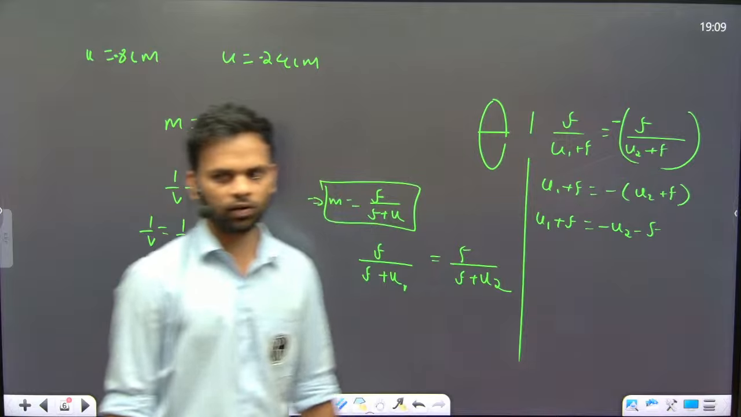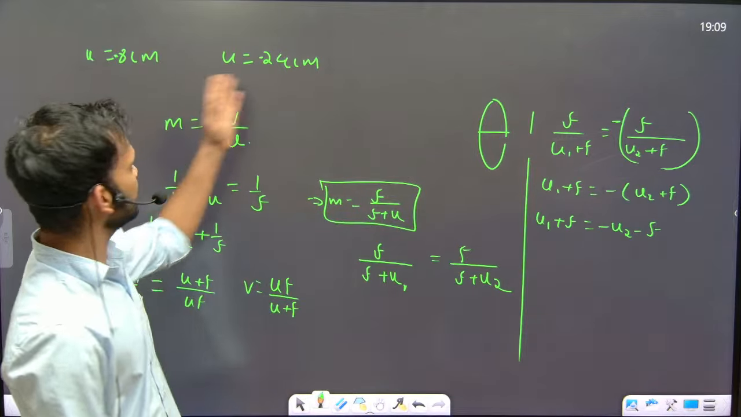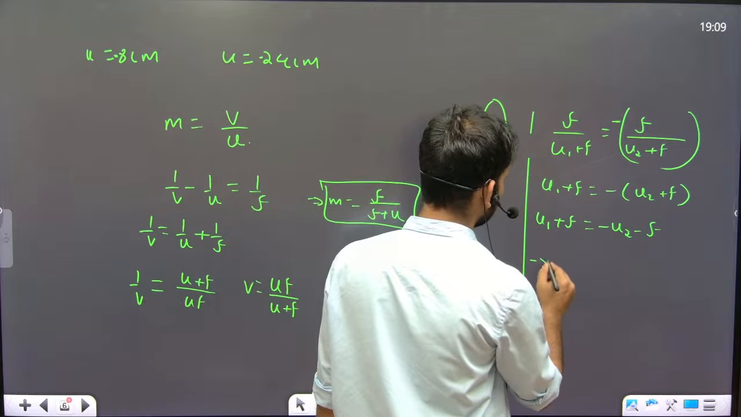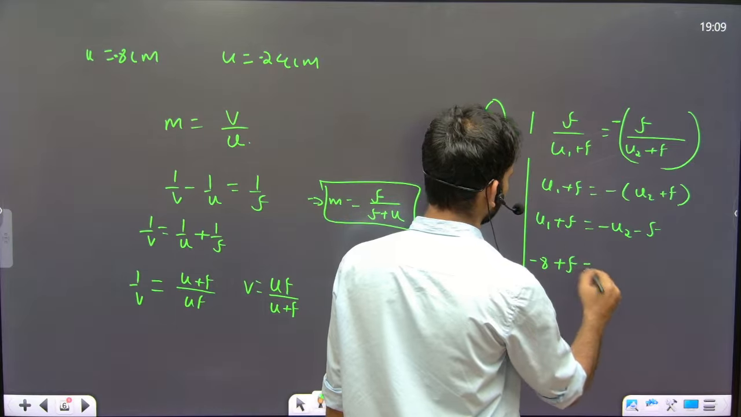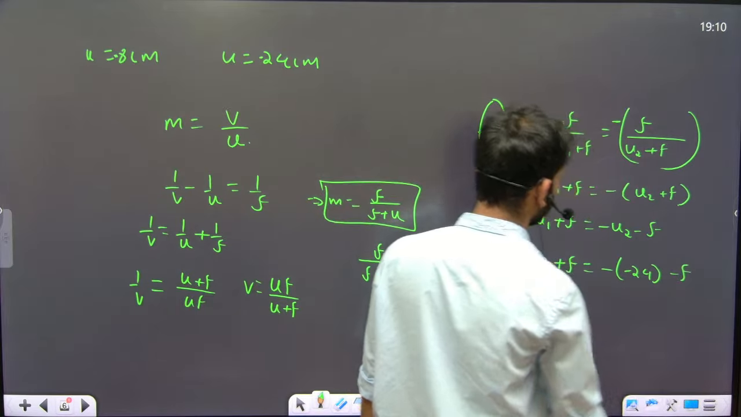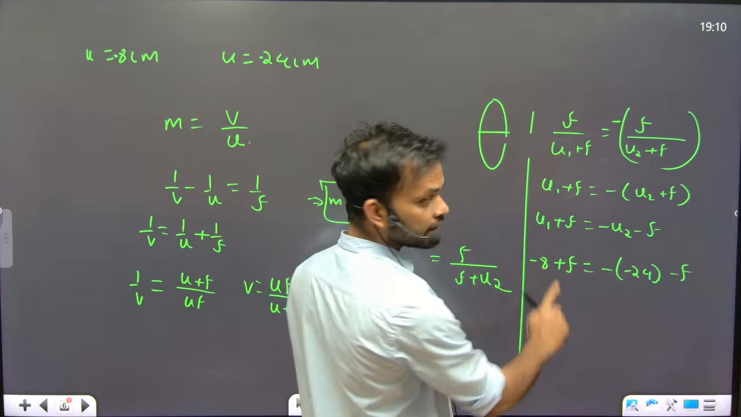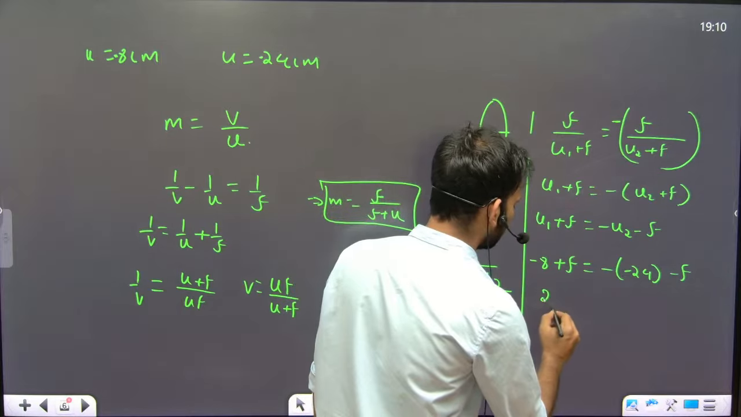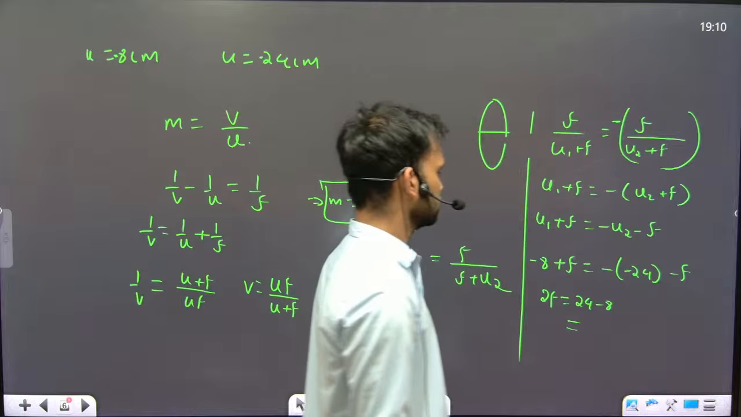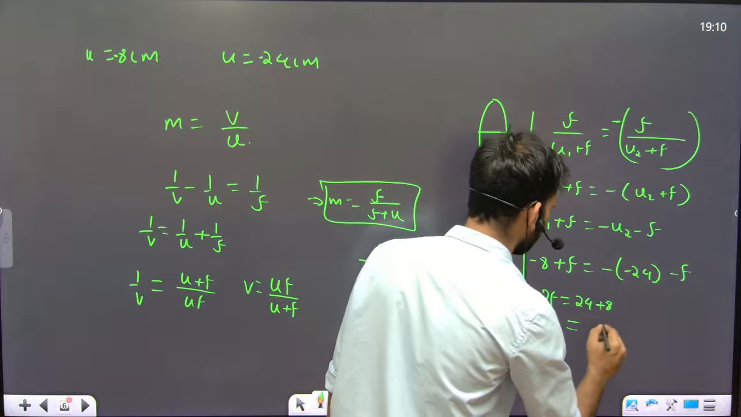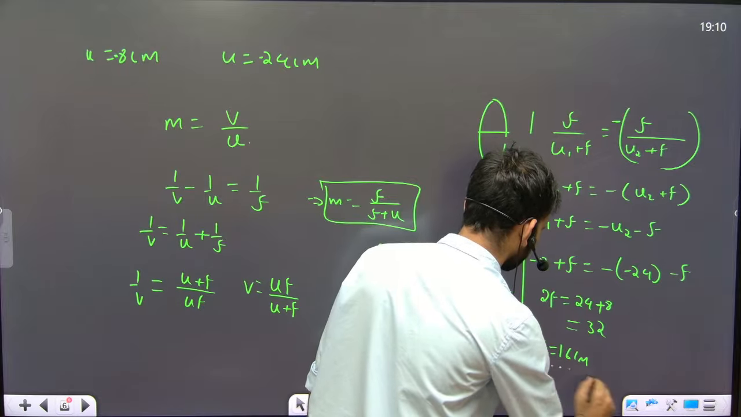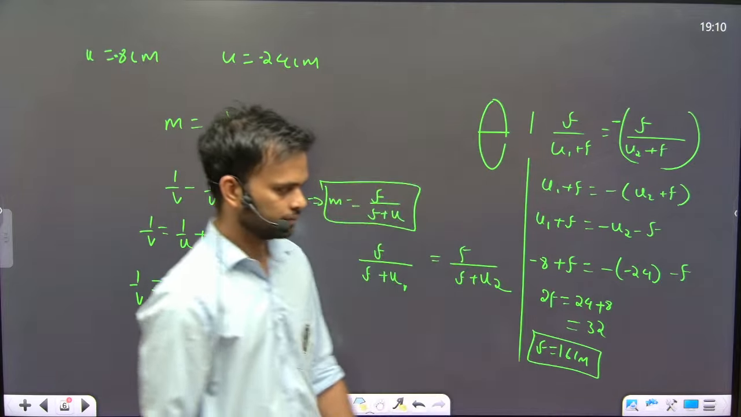Now apply the data. What is U1? One is 8, one is 24. Along with the sign, I can write U1 is minus 8, plus F is equal to minus of minus 24 minus F. So minus F I will take it here. It becomes 2F. So 2F has to be 24 plus 8, which is 32. So F has to be 16. Final answer is 16.